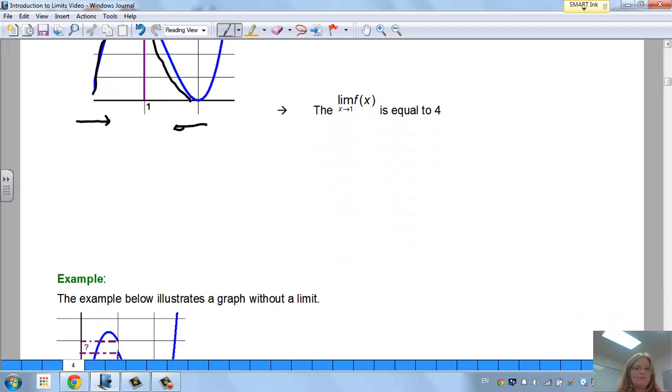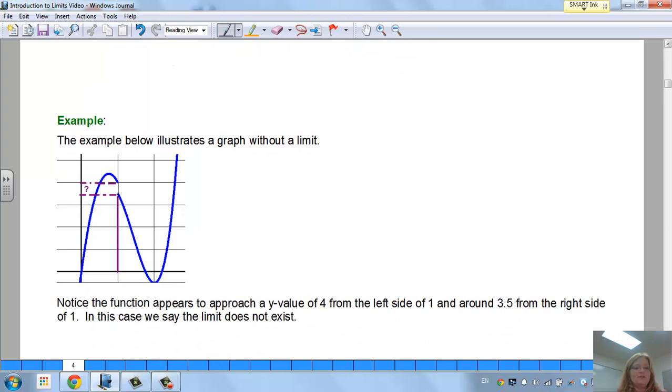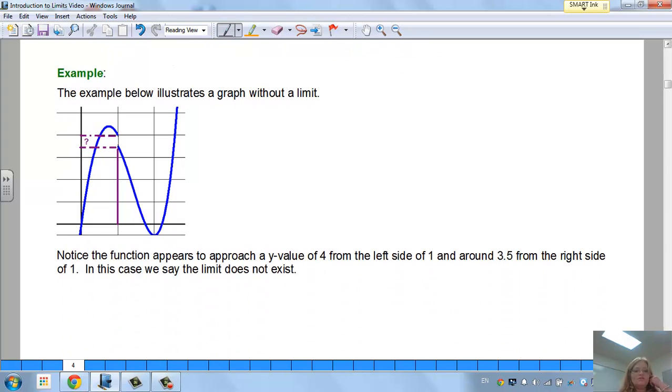Let's try one more. This graph illustrates a graph without a limit. Notice the functions appear to approach a y value of 4 from the left side. So as I come from this way of this function, how we say that is this. The limit, as I approach 1, and what we show is this little negative sign there. So I'm coming from the left, so I'm going to follow this. See how I'm following it up? Looks like I'm approaching 1, 2, 3, 4. Okay? But there's a hole there, so it looks like it's 4. But when I come from the left, it looks like it's 4.